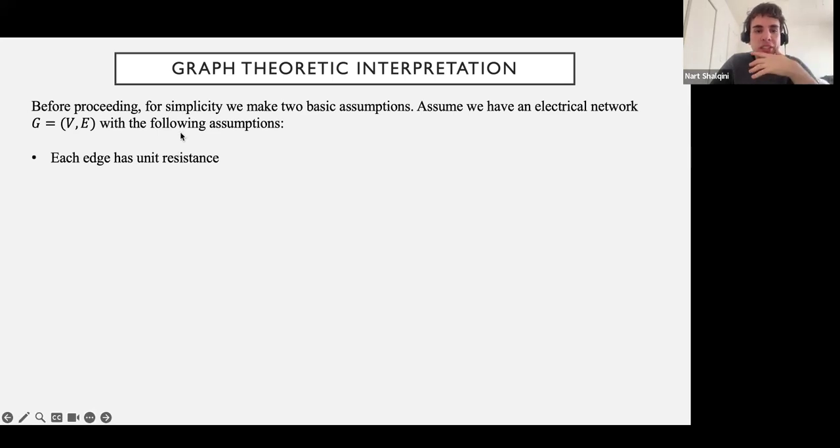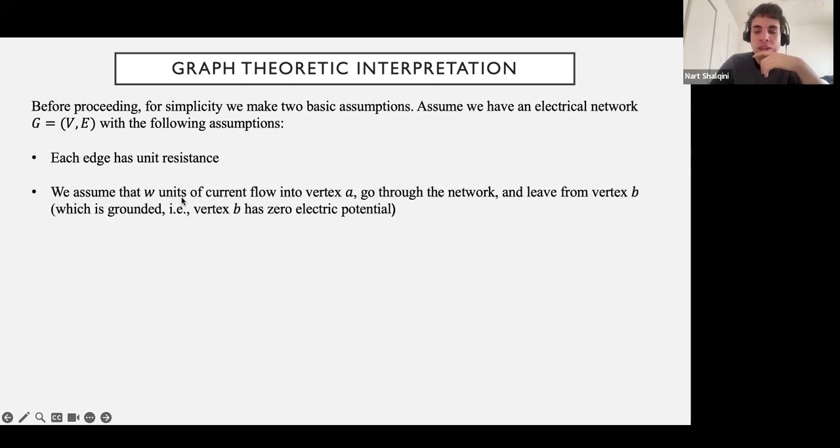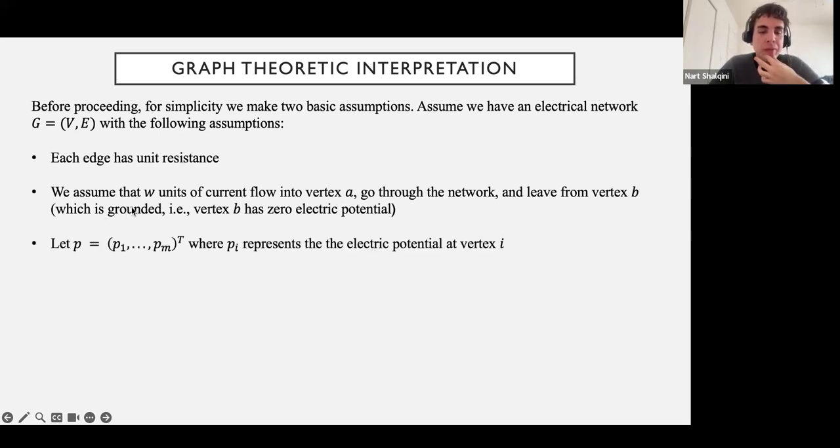First, I'm gonna assume that each edge has unit resistance. Second, I'm going to assume that there are W units of current that flow into vertex A, go through the network, and leave through vertex B. And in addition, I'm going to assume that vertex B has 0 electric potential, so it's grounded. And I'm going to let P be the vector which represents the electric potential at each vertex. So P_i means that vertex i has potential P.